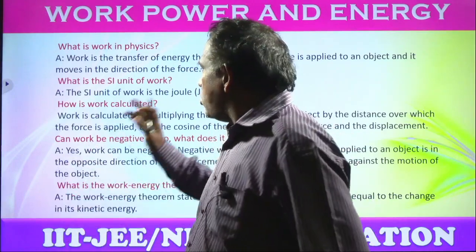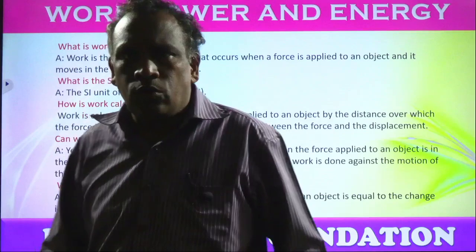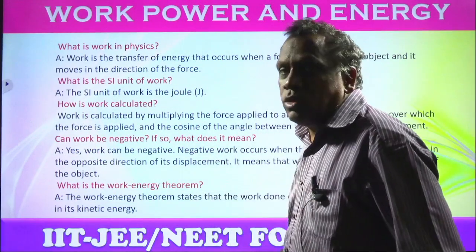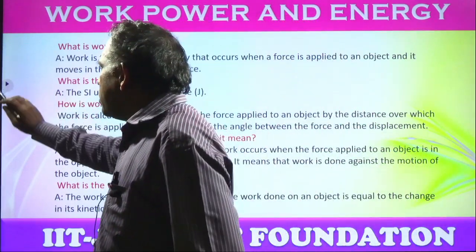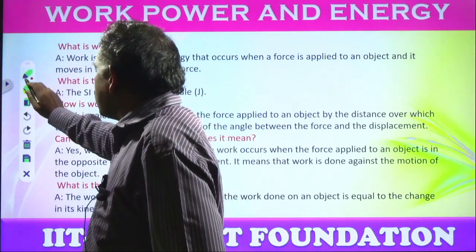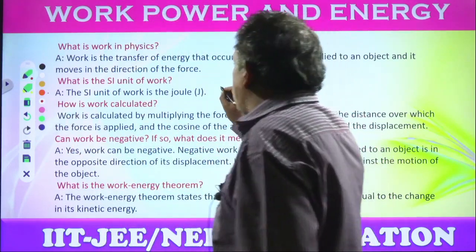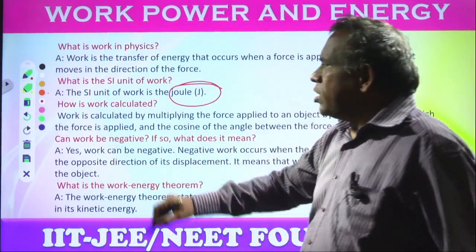What is the SI unit of work? The SI unit of work is joules. 1 joule is 1 kg meter square per second square. Joule is the SI unit of work.